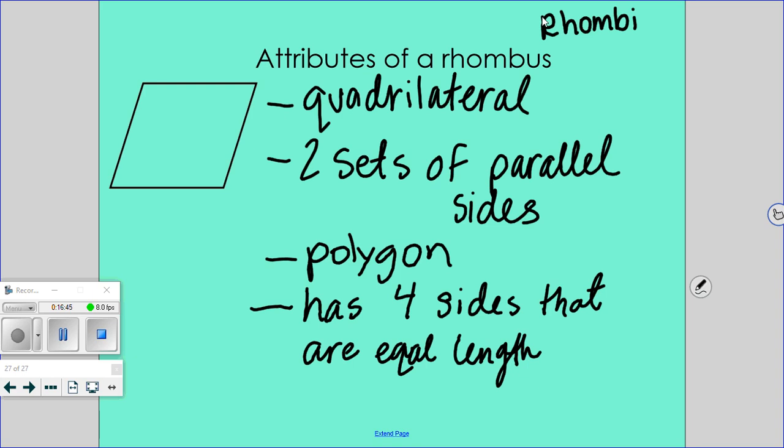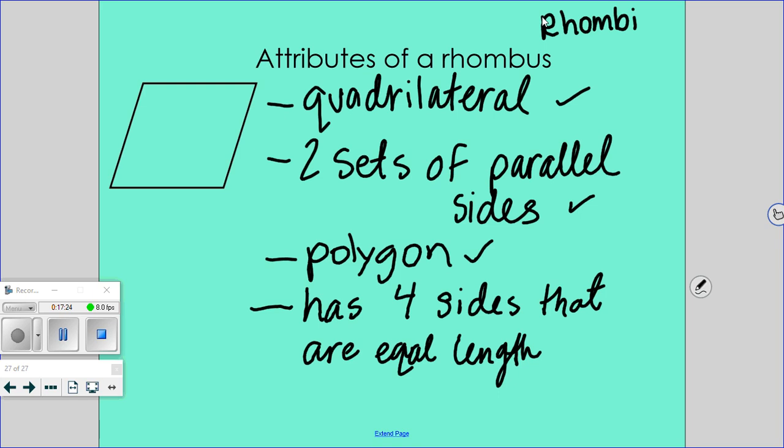Barrett? It is a parallelogram because here's a rule of parallelogram, here's a rule of parallelogram, here's a rule of parallelogram. So yes, a rhombus is a parallelogram. Grayson. So it is a polygon, right? Ashlyn. So it's a polygon. Okay. So these are all the rules of a rhombus.